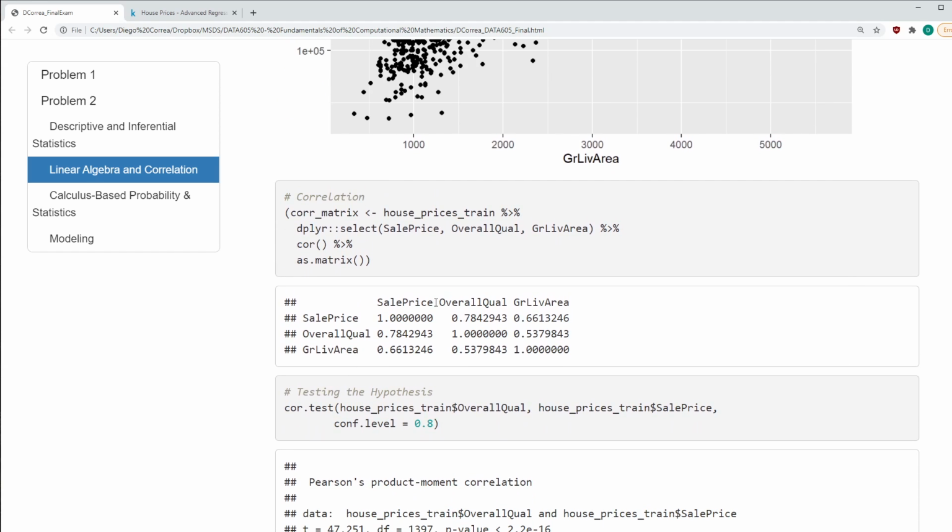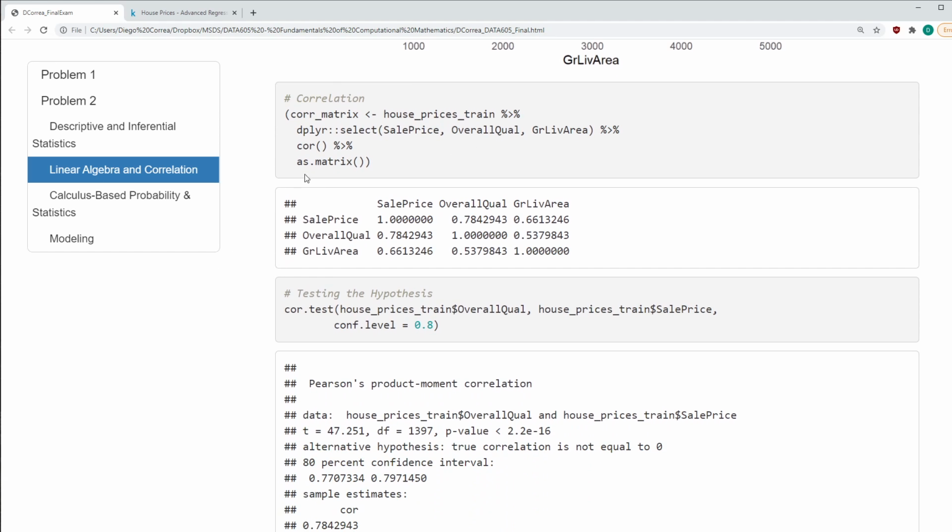Next, I find the correlation by creating a correlation matrix of the same variables that I showed, with sale price, overall quality, and above ground living area, and I store it as a matrix. Next, I test the hypothesis. In order to do so, I use the cor.test function with our independent variable and our dependent variable using a confidence level of 0.8.